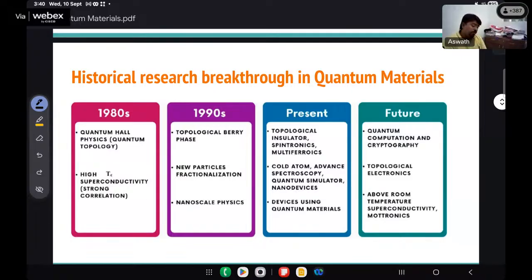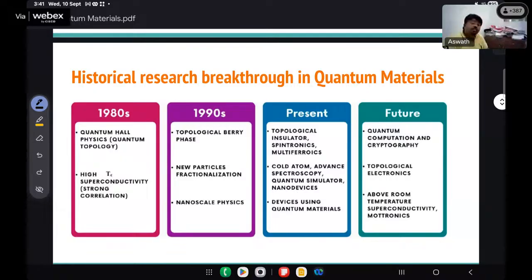And as of now, topological insulators, spintronics, multiferroics. The ferroics are the iron, ferromagnetic materials. So multiferroics involve those things. As of now, people are exploring these materials to have better qubits or any other better application. And cold atoms, advanced spectroscopy, quantum simulators, and nano devices are also being explored. So devices using quantum materials are the key to having a quantum computer, which is being explored right now.